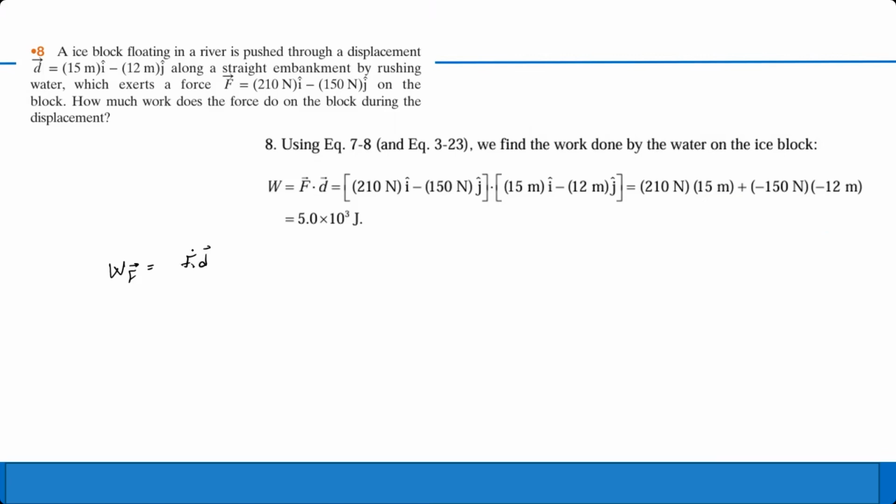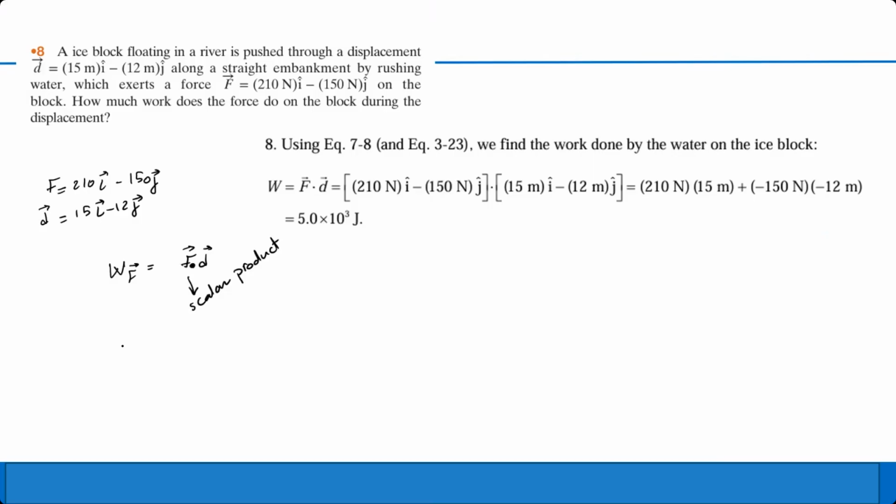This is F dot d, right? Now, F is 210i minus 150j, and d is 15i minus 12j. So we have F and we have d. We want to find the work. Now pay attention. This is a scalar product. We talked about this before.